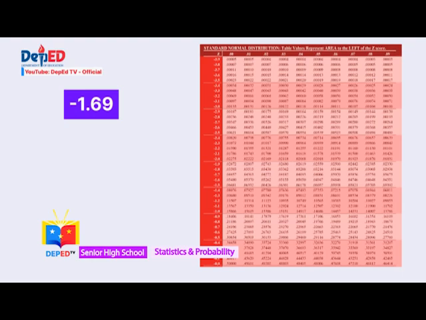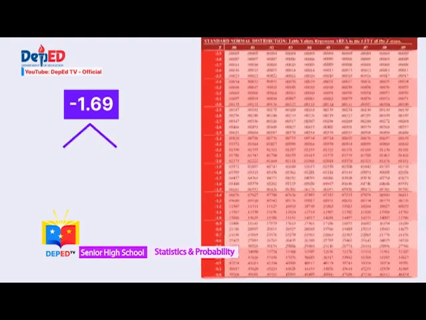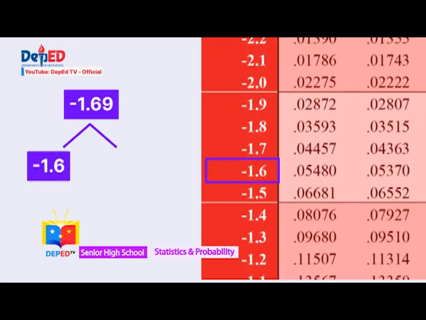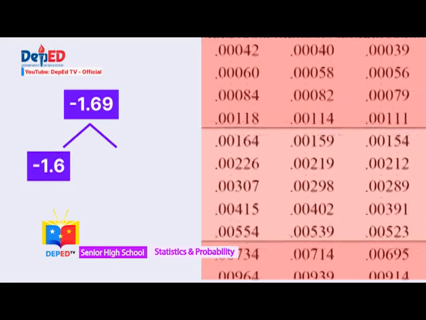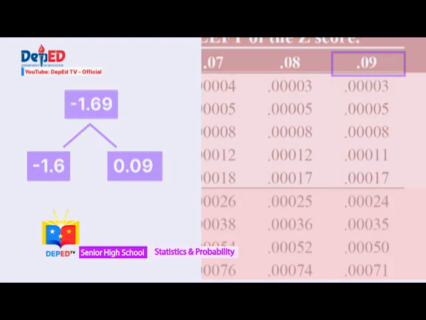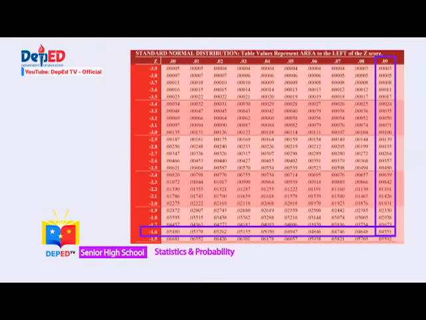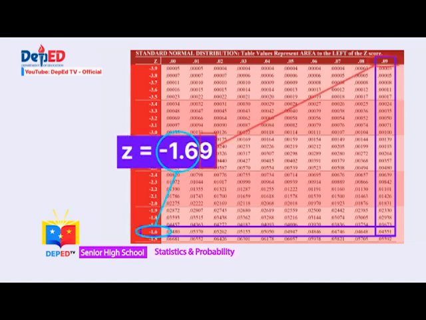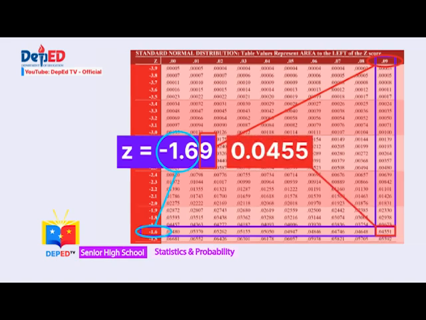First, split the given z-value into 2 parts. One part is the ones and tenths together and another the hundredths. Then, the intersection of these numbers will be the area of the normal curve to the left of the z-value. The area to the left of z equals negative 1.69 is 0.0455.